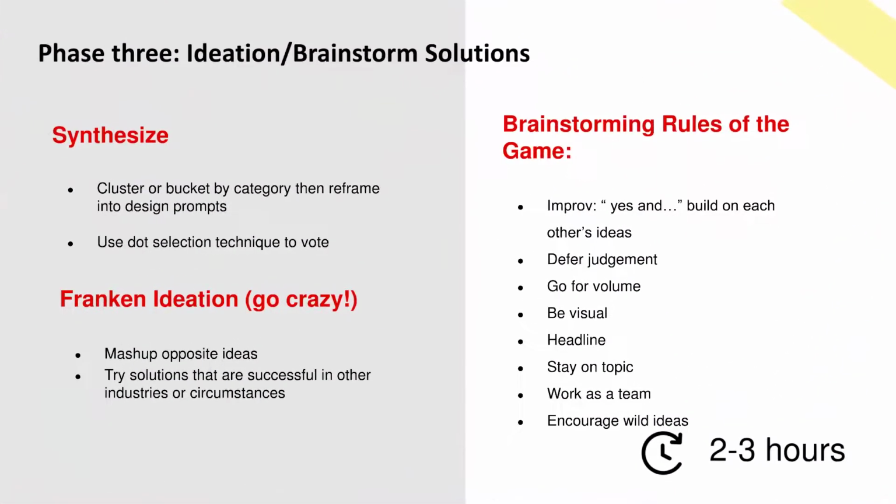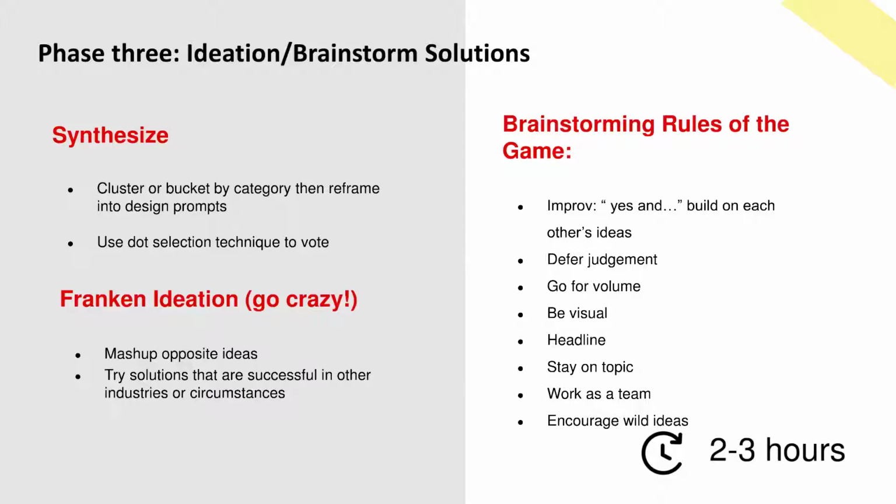Phase 3 is the ideation and brainstorming phase. So once you've categorized your problem areas and turned them into design prompts of your own, you can use a dot vote technique, which is pretty simple. It's just each of the team members will vote on the ideas they want to move forward or the design prompts that you will then take into your brainstorming phase. You'll want to follow these simple rules so that you're not stymieing yourselves.